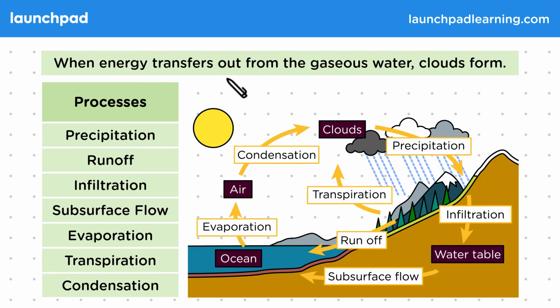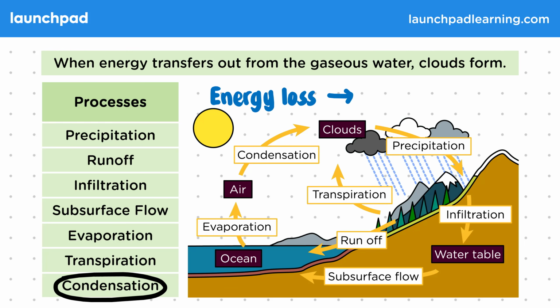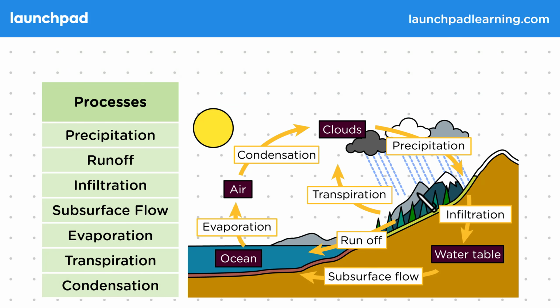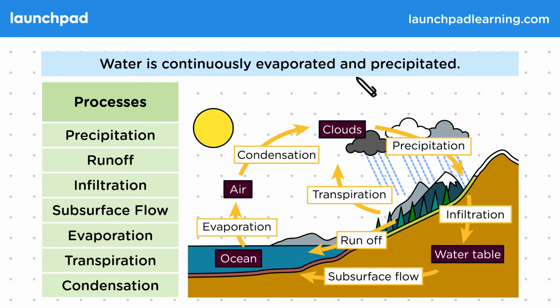When energy transfers out from the gaseous water, clouds form. Through the transfer of energy out, the evaporated water turns from a gas to a liquid and forms clouds in the process of condensation. So how are all of these processes linked? Water is continuously evaporated and precipitated. This leads to a continuous cycle that repeats over and over and over again. You need to remember this for the exam.